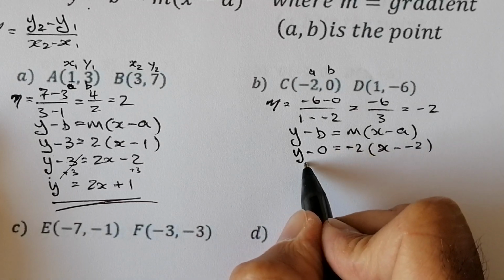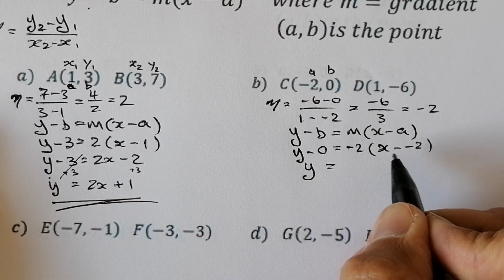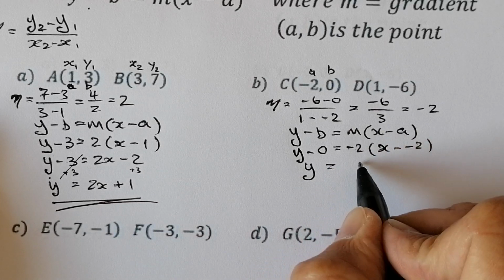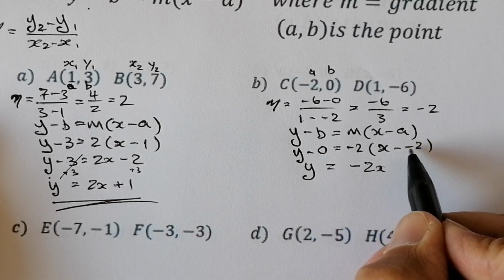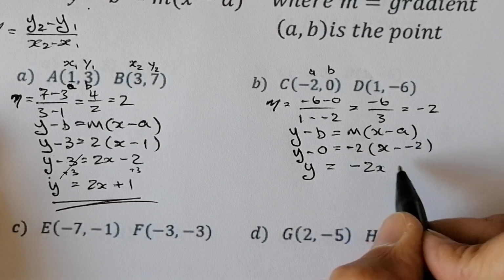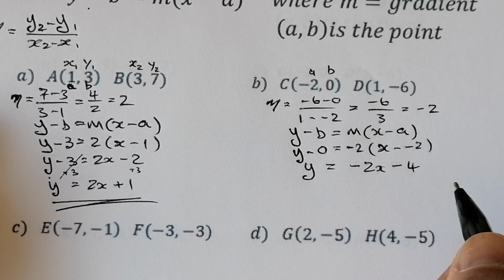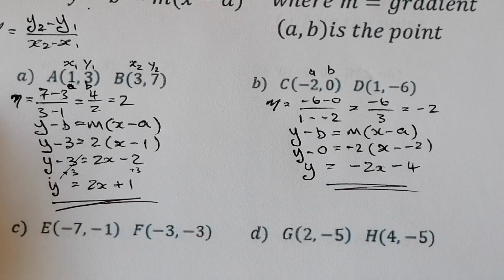So y take away 0 is just y on this side, so that helps us out a bit. Multiplying this bracket out, I've got minus 2 times x, that will give me minus 2x. Remember that's going to be a plus 2 when I get these two minuses together, multiplied by minus 2, but that's going to give me minus 4. So that's going to be my final answer there. So there's my equation of the straight line.